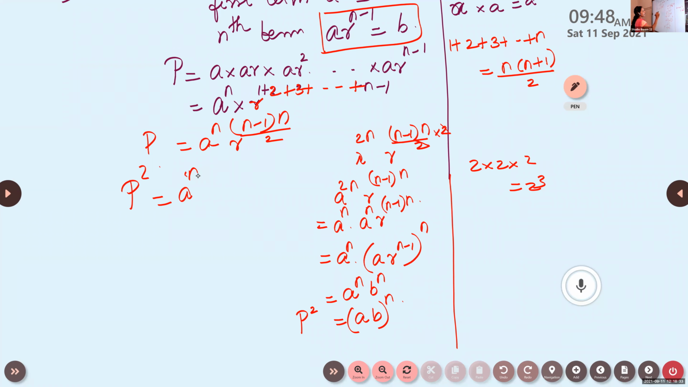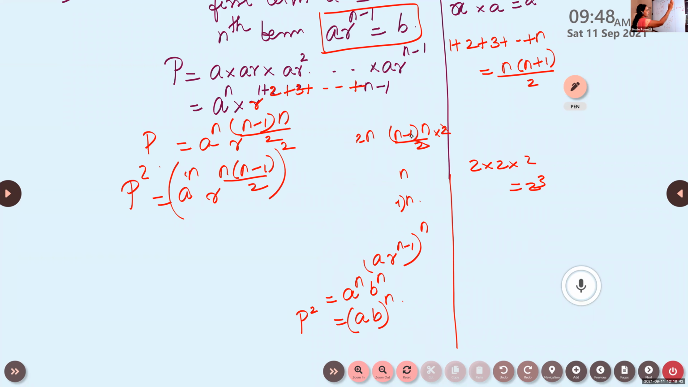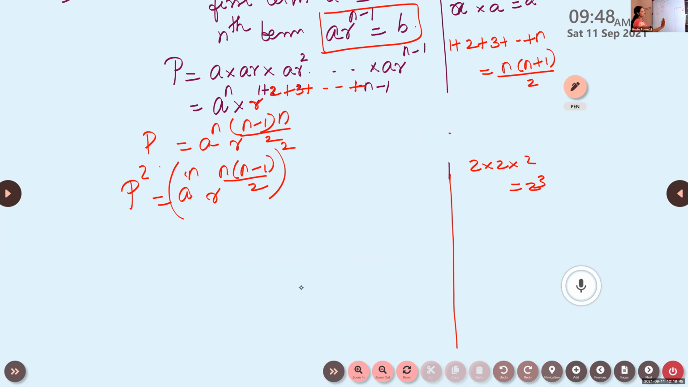What is p square? (a raised to n into r raised to n into n minus 1 by 2) the whole square. Okay, once again, I'll explain this one. Listen. When it is power to power, multiply the powers. So a raised to 2n, r raised to n into n minus 1 by 2 into 2. 2 will get cancelled. So we'll get a raised to 2n, r raised to n into n minus 1. Next step, we split this. In the final answer, we want b. What is b? a r raised to n minus 1.